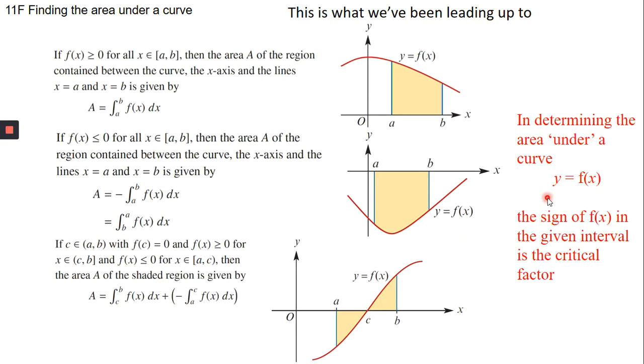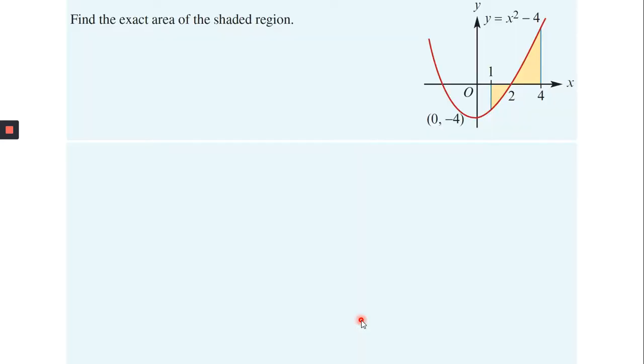So determining the area under the curve, the sign is the critical factor. So if it's up here, we've got no problems, it's positive. If it's down here, we've got no problems, it's negative. But what do we do if we want to work out the answer there? That's going to be a positive value, that's going to be a negative value. So you just work out the absolute values, work out whatever value that is, assume it's positive, and add them together.